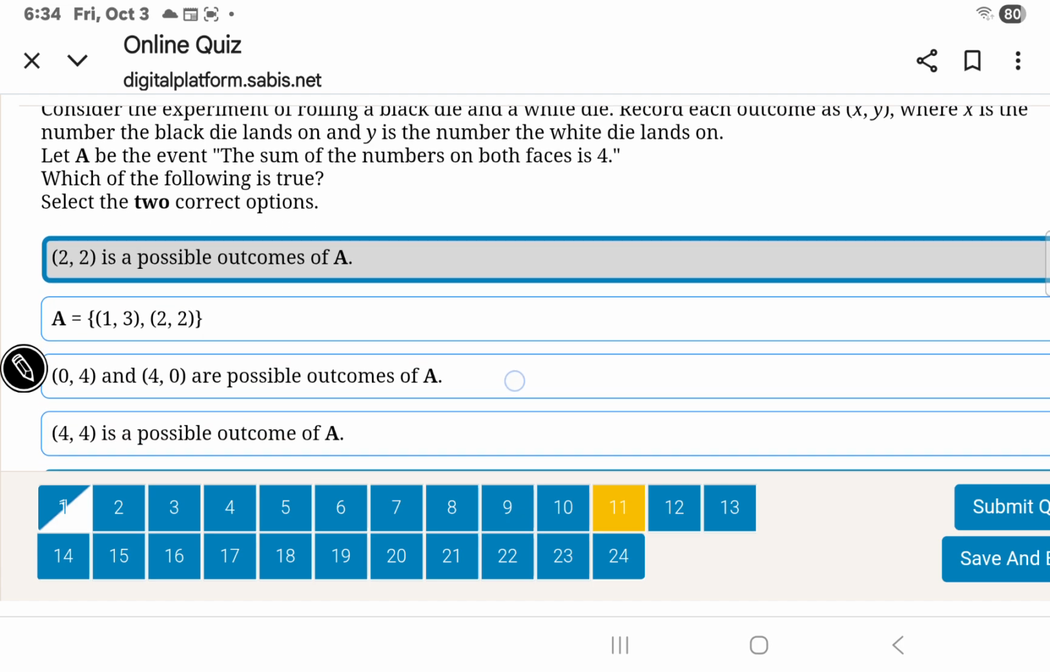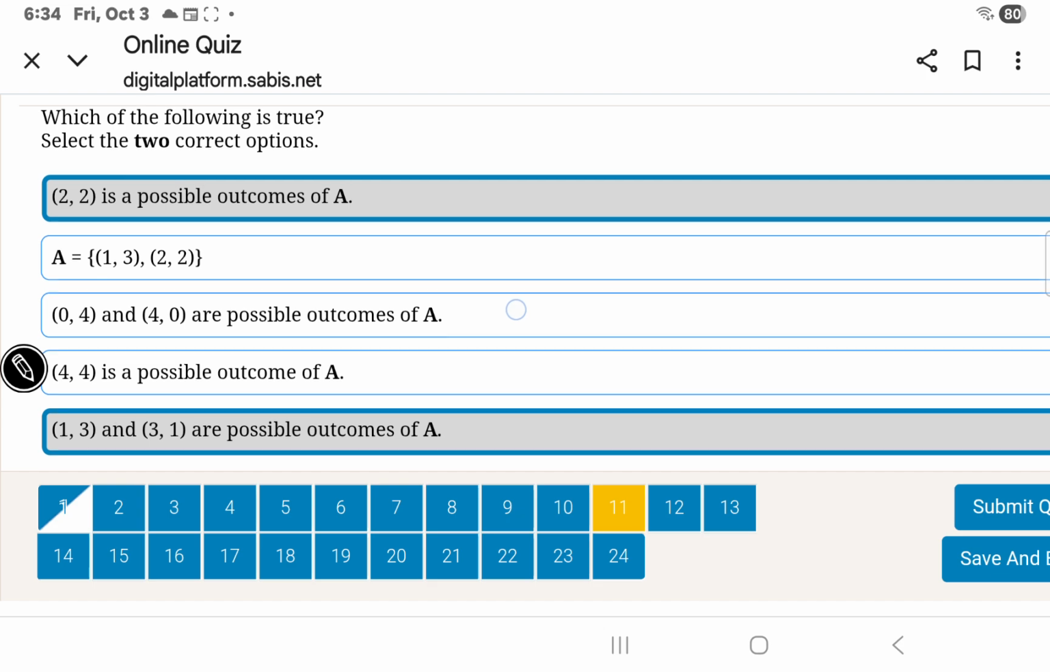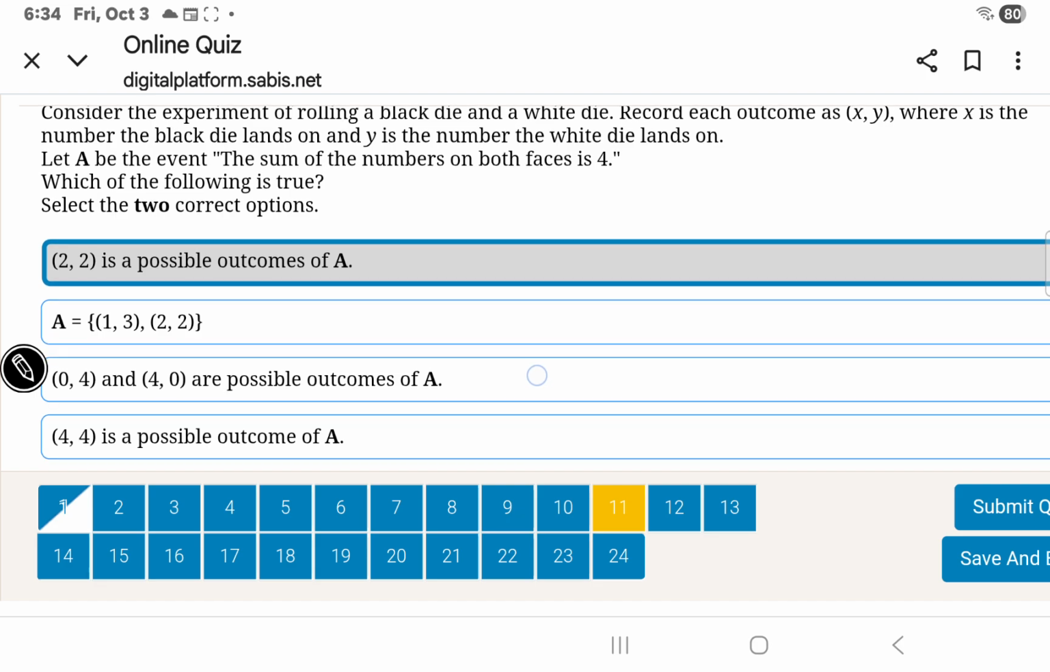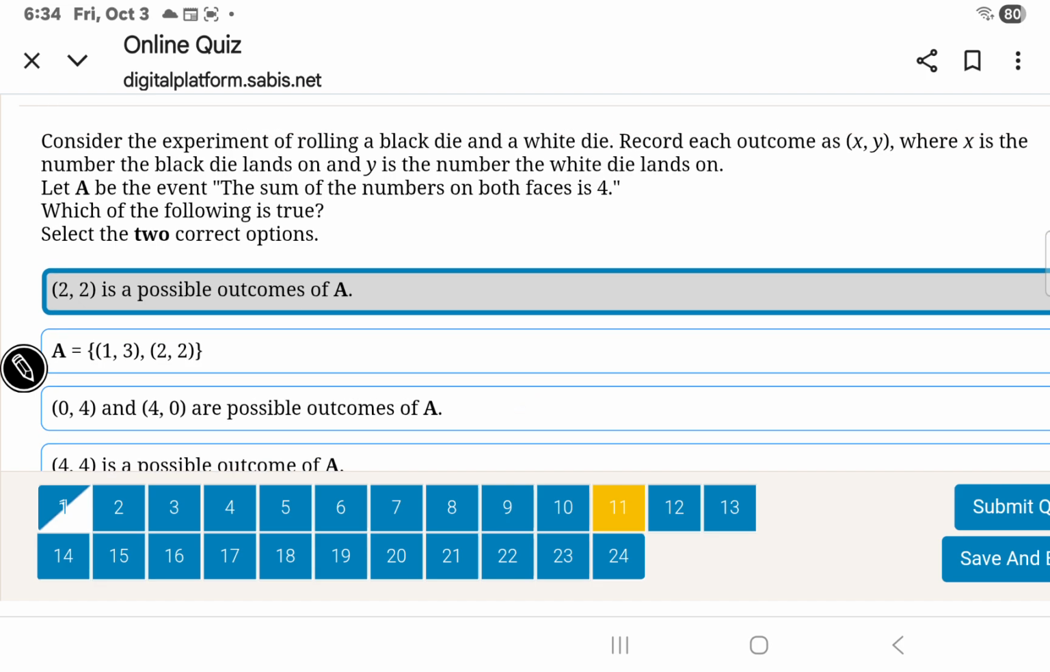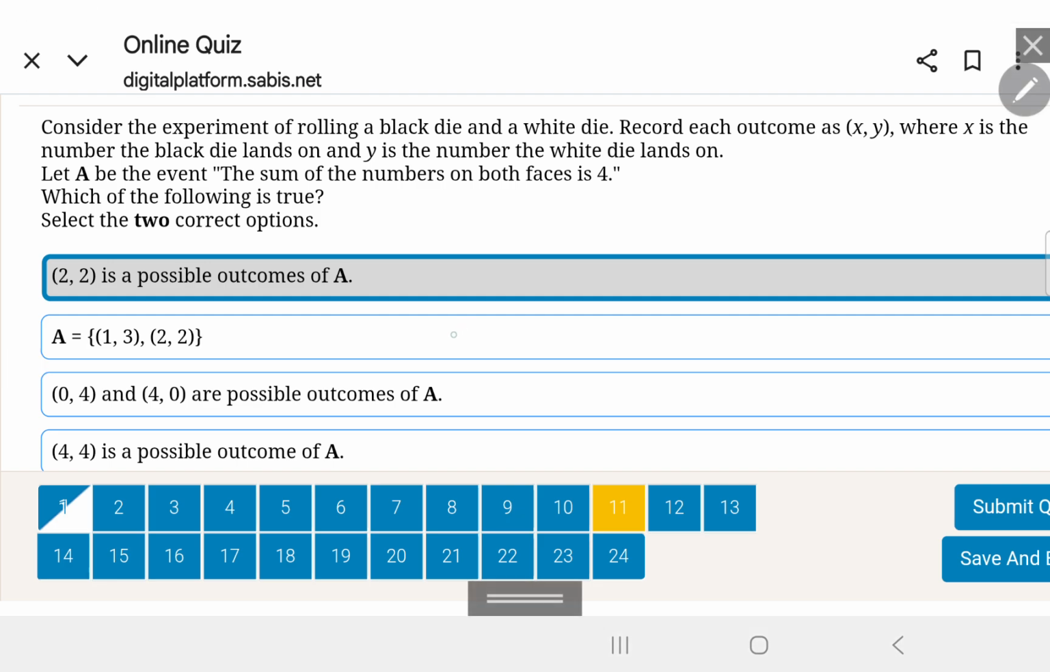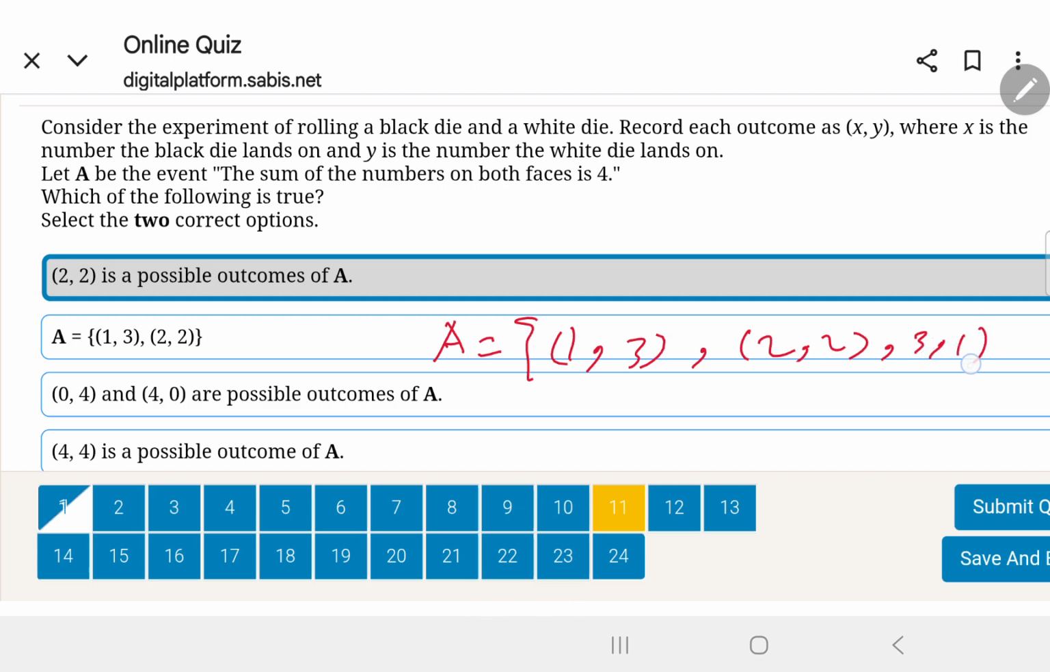But somebody will say, why not option A and why not option 2 or option 3? It's not option 3 because there is no 0 on the dice. The dice go from 1 to 6, there's no 0. So we cannot choose option 3. What's wrong with option A? Option A is incomplete because it must be 1, 3 and 2, 2 and then 3, 1. So that's the whole set A. So 3, 1 is missing here.